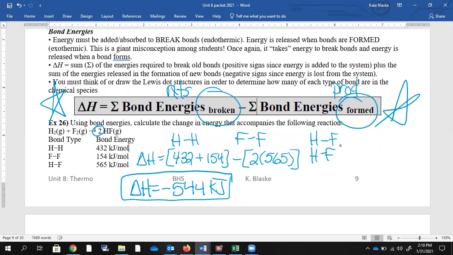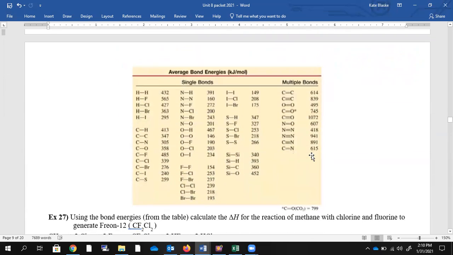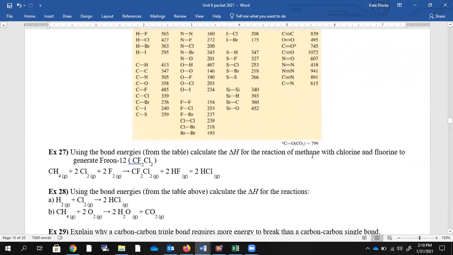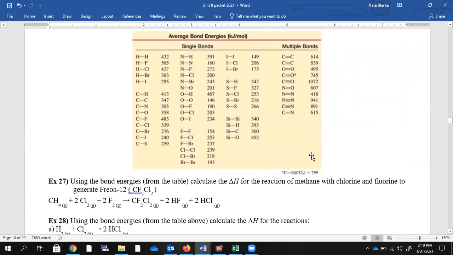When we get into much more complicated molecules or complicated structures, you're going to have to really pay attention to what bonds you're breaking or forming and how many of them there are. This is a table taken out of a generic textbook.